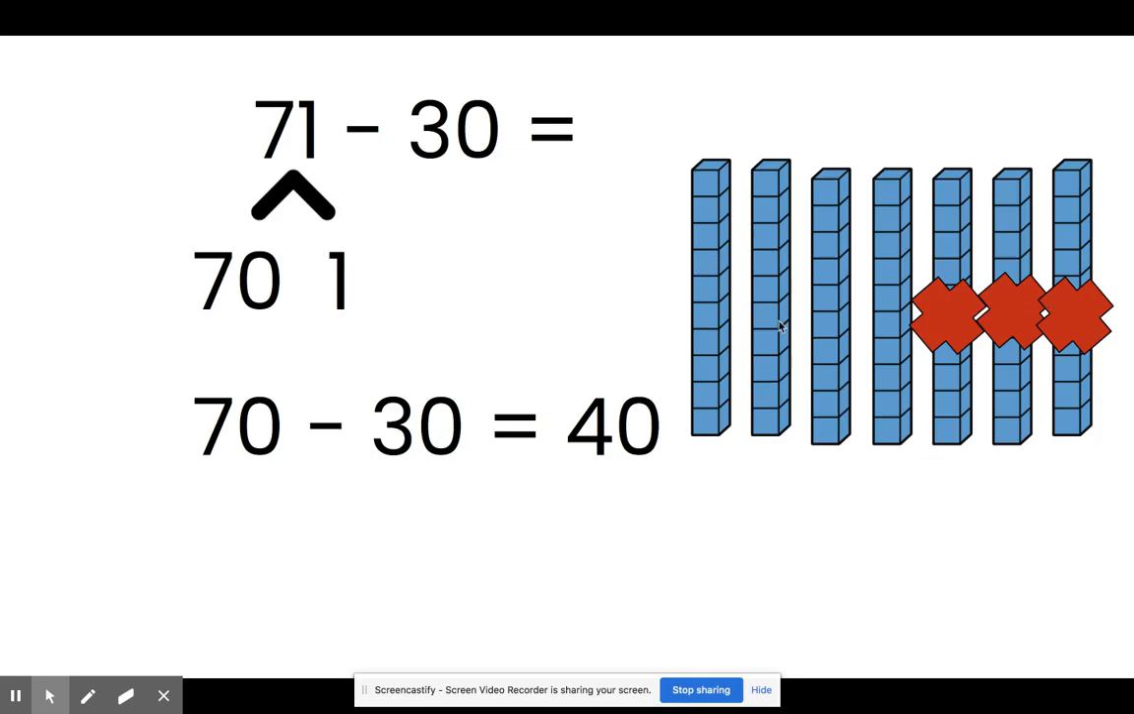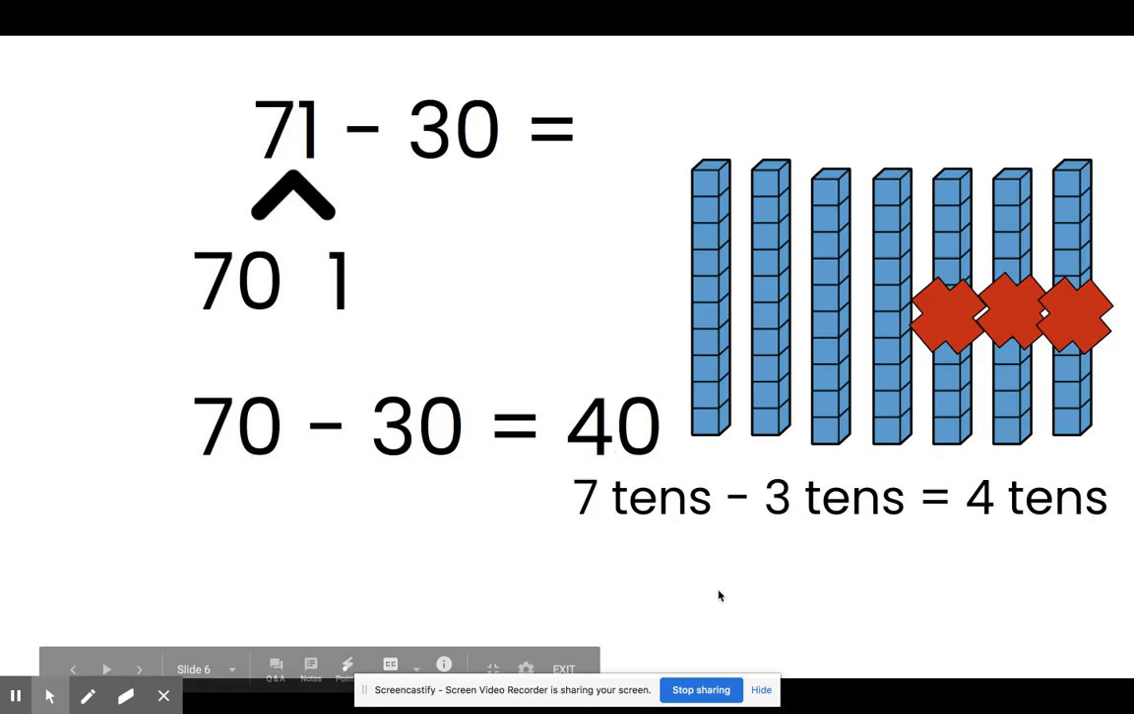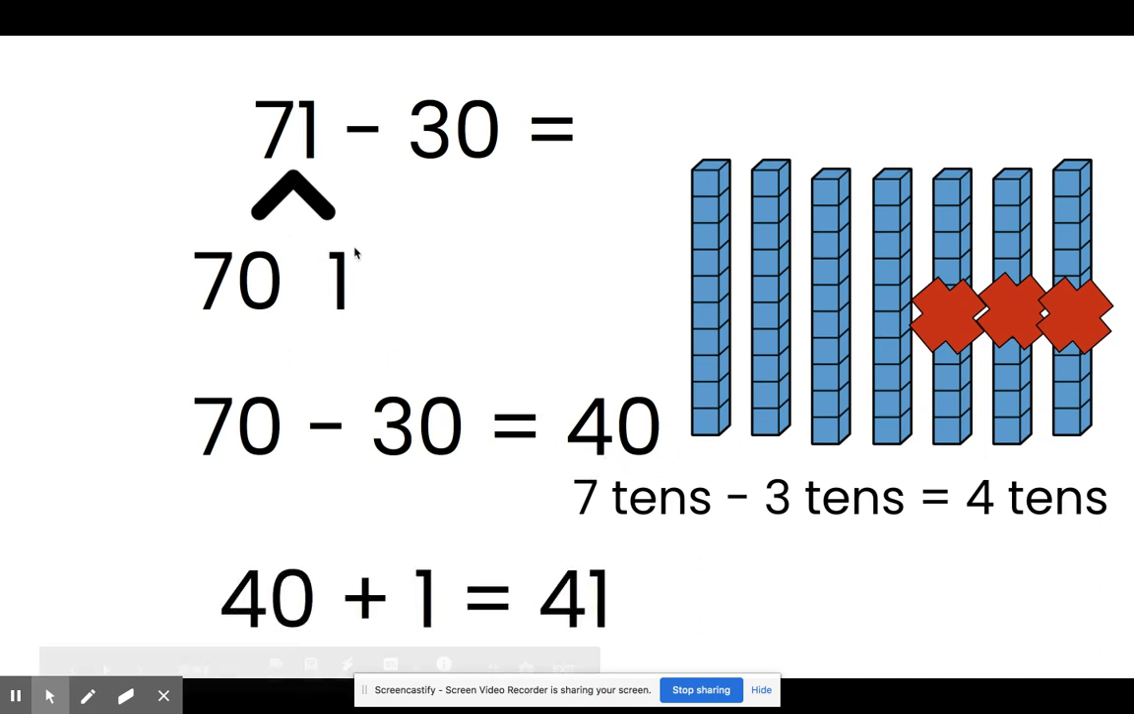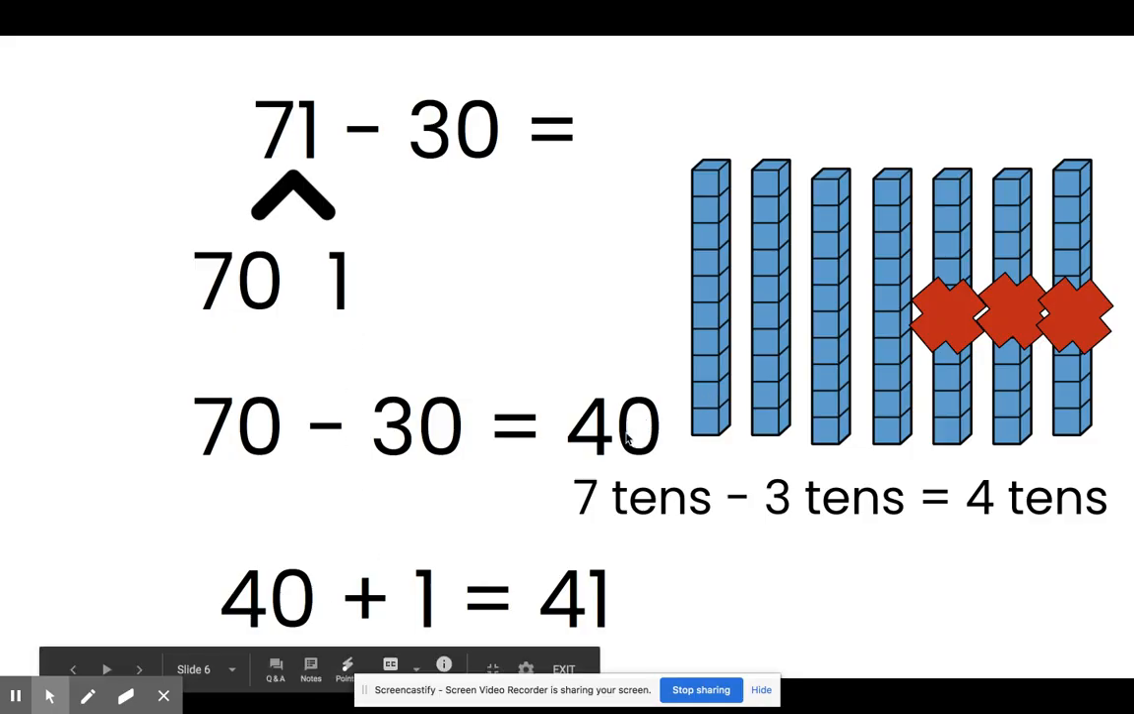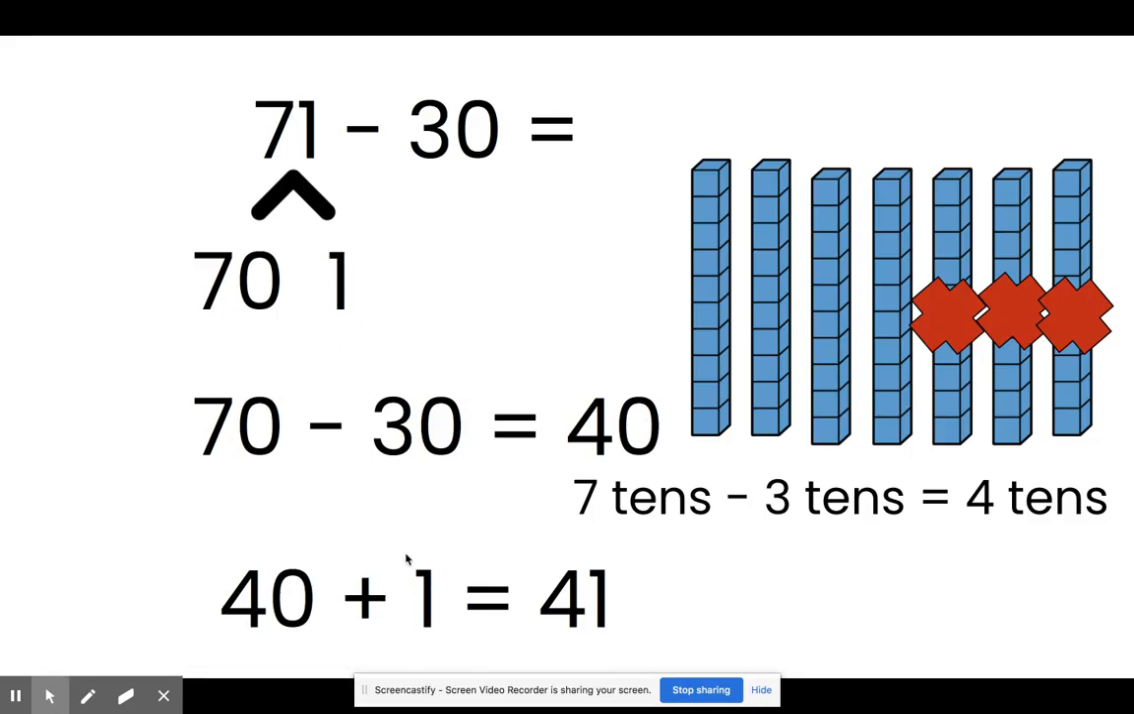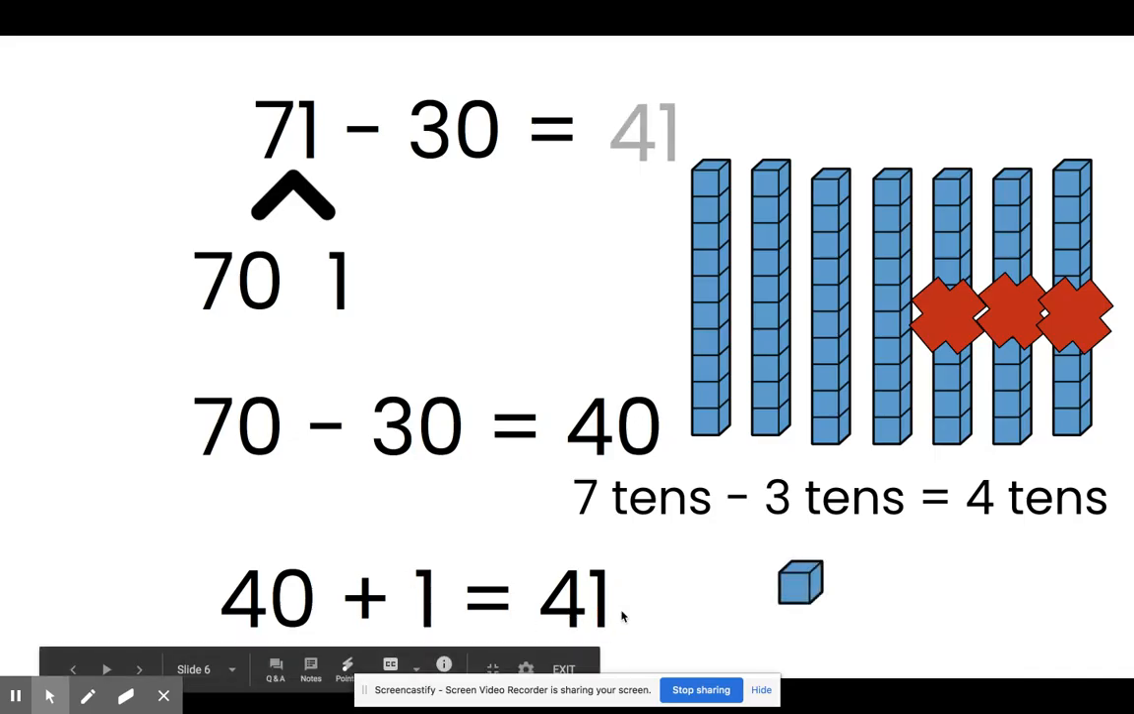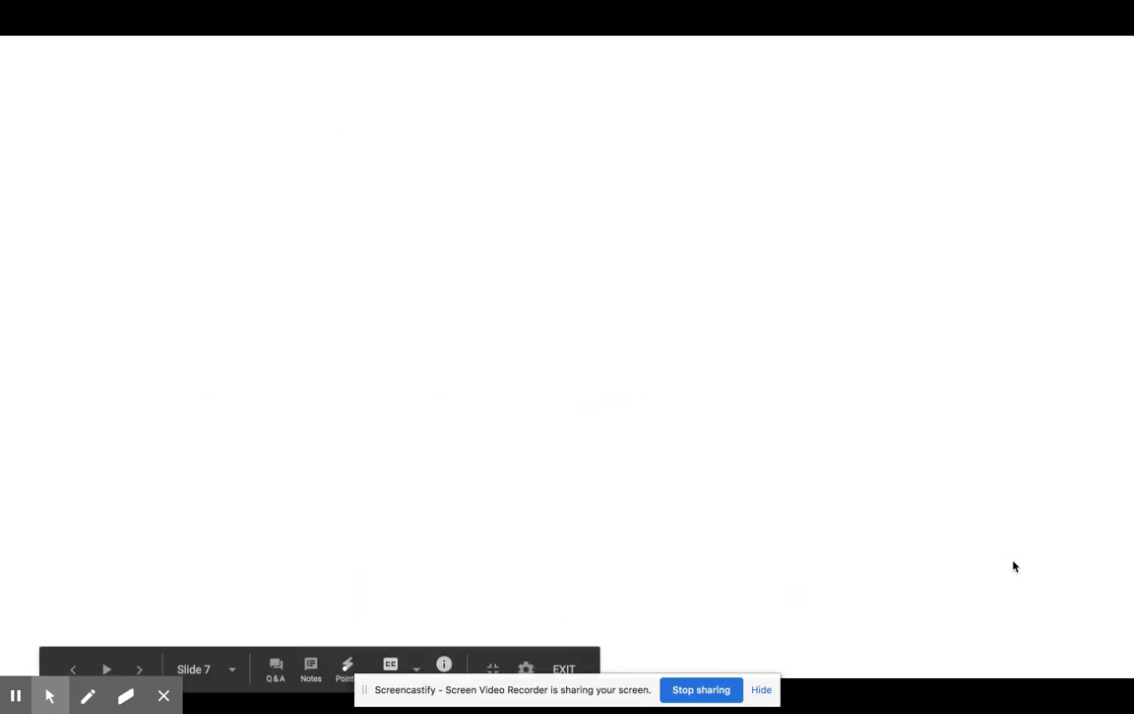That leaves 1, 2, 3, 4 tens left, or if counting by tens, 10, 20, 30, 40. So 70, or 7 tens, subtract 30, 3 tens equals 4 tens. Those are like units. Now, we can't stop there. We have 40, but we cannot forget about the 1. So we need to come back, bring our 40, and add this 1 to our 40, and we get 41. 71 subtract 30 equals 41. We solved that by subtracting like units first.